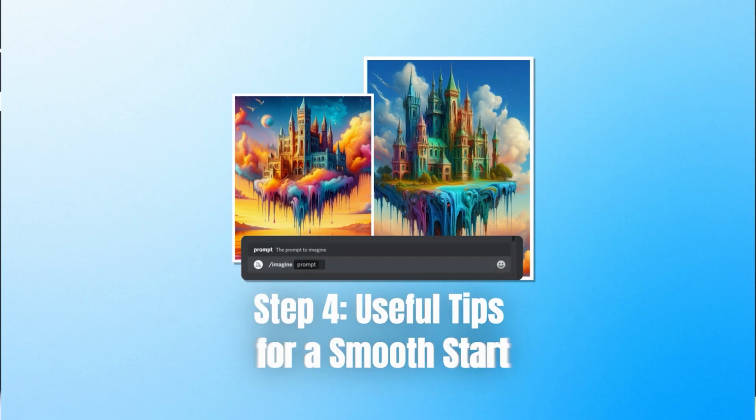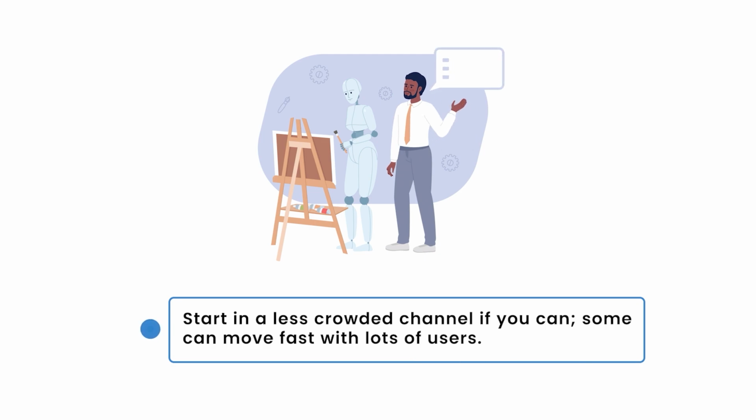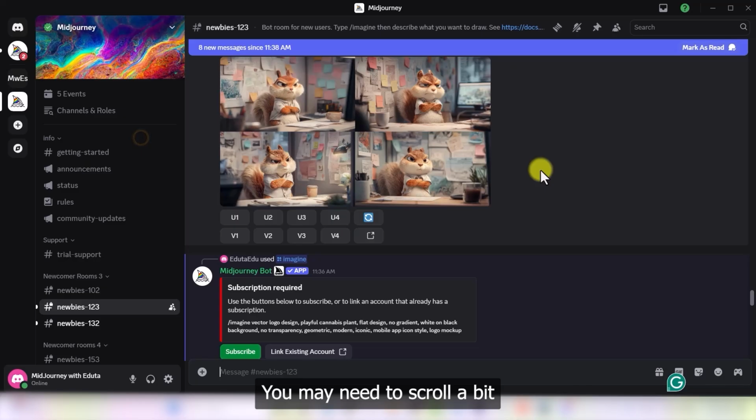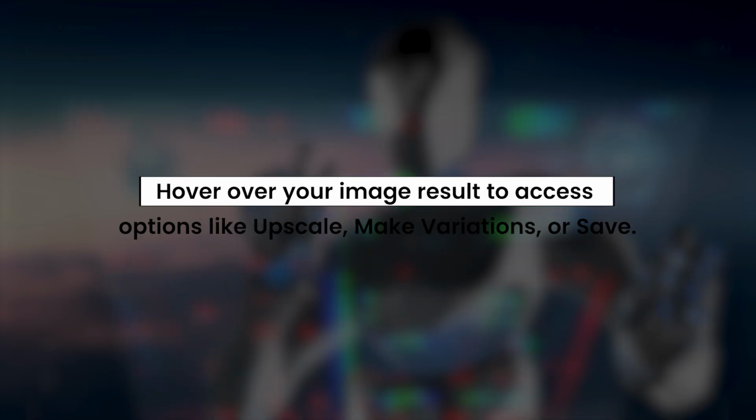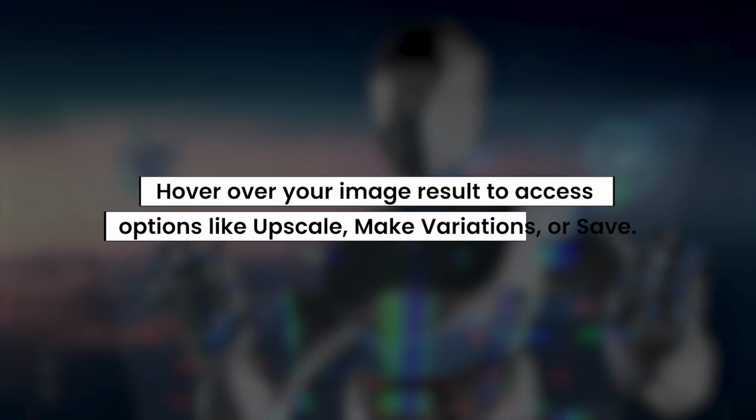Step 4. Useful tips for a smooth start. Start in a less crowded channel if you can. Some can move fast with lots of users. You may need to scroll a bit to find your result, since many users post at once. Hover over your image result to access options like Upscale, make variations, or save.